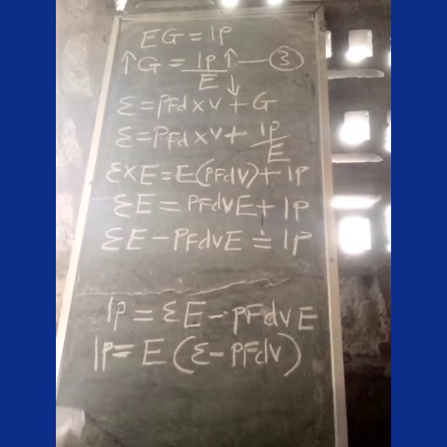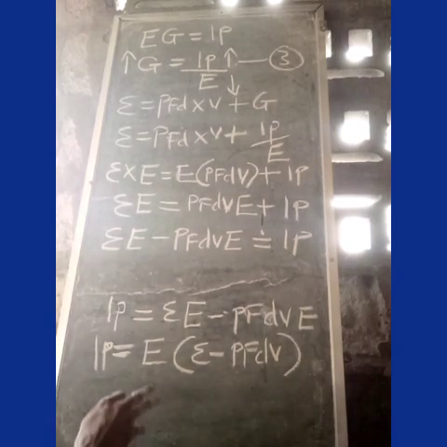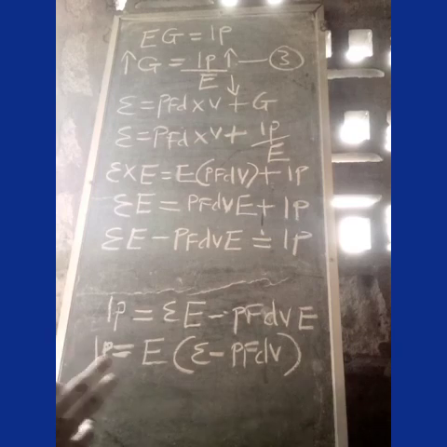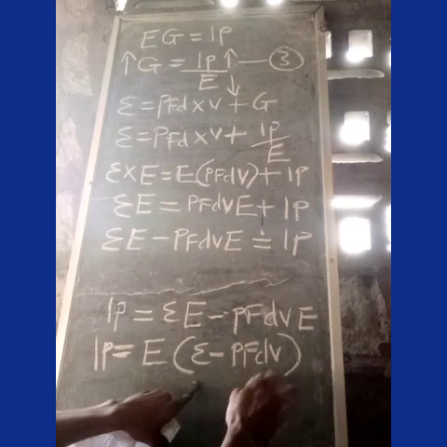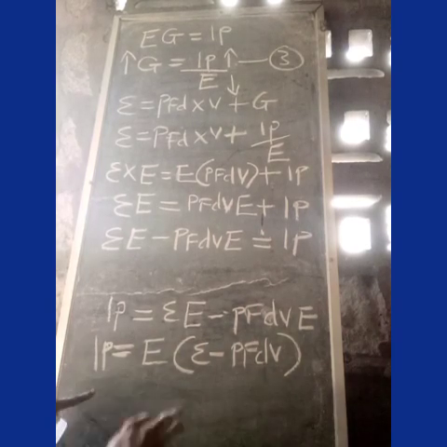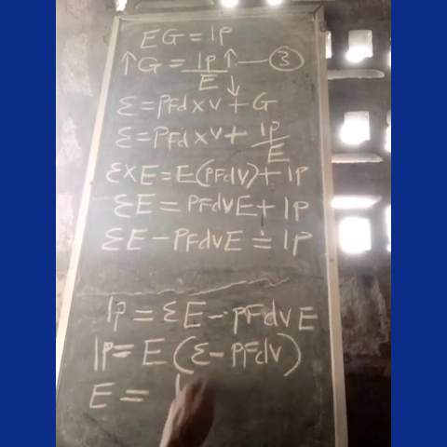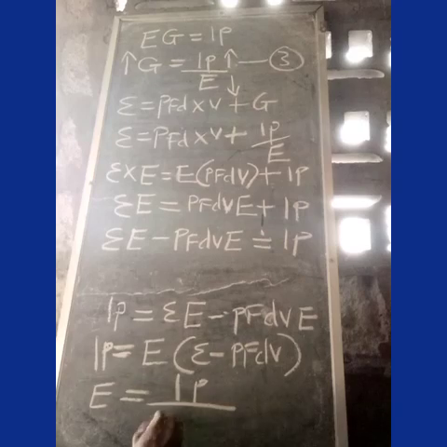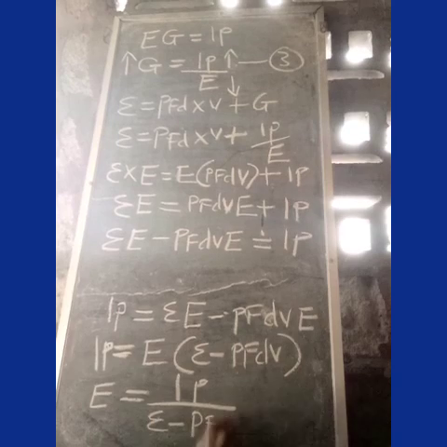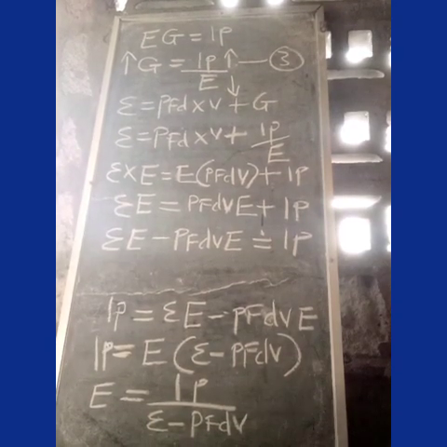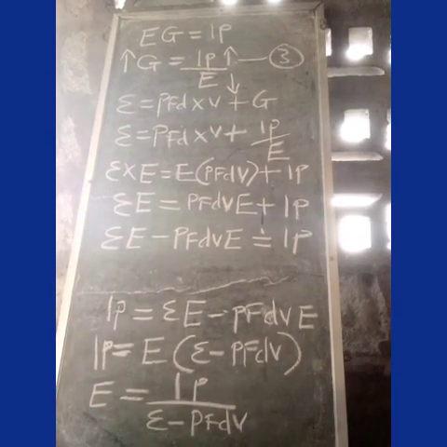So we want to know if entrepreneurship can actually help us check inflation. We want to note that right now. So let's let it stand alone. How do we do this? We divide both sides by E minus PFVD. When you divide both sides by E minus PFVD, we'll be having E equal IP divided by E minus PFDV. Okay, this is the new equation. Right now, this equation will tell us if entrepreneurship can help us check inflation.